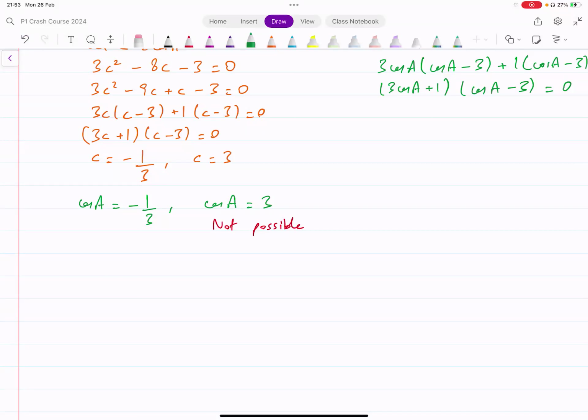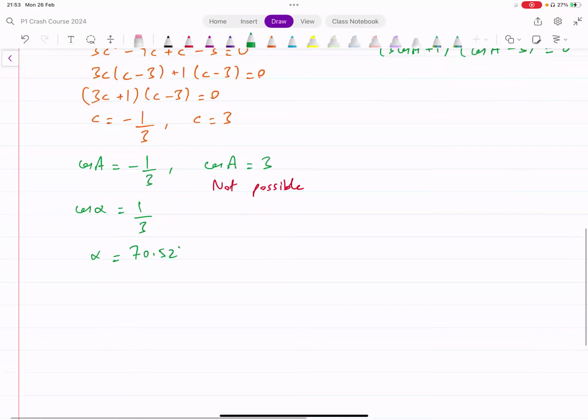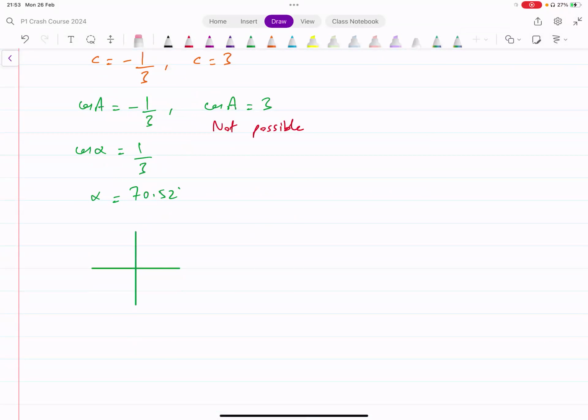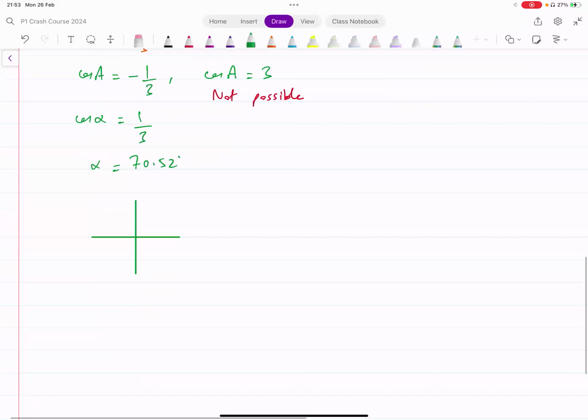What about the other one? Let's find the basic angle. Cos alpha equals 1 over 3. What's the basic angle? Let's find the basic angle for this. 70.52 degrees. So you have the basic angle. Now you look for quadrants. Which quadrant is it supposed to be in? Cos is negative. So cos is negative in the second quadrant or in the third quadrant. So you could either be here or you could be here.